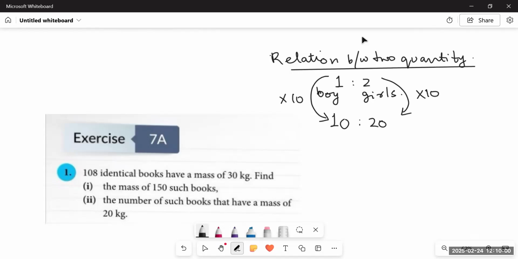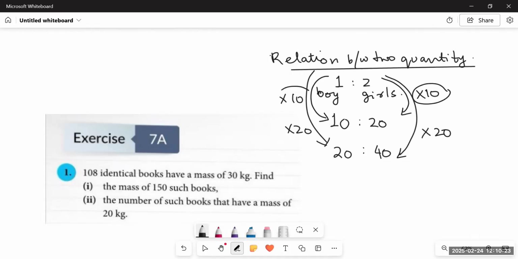Okay. And similarly, if we say that the total number of girls is 40, then what is the relation between 2 and 40? It's 2 multiplied by 20. It means there would be 1 multiplied by 20, that is 20 boys. So this constant number, this relation between the proportion and the actual number, is called the proportion. Okay.